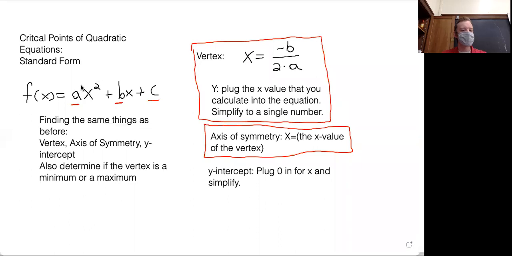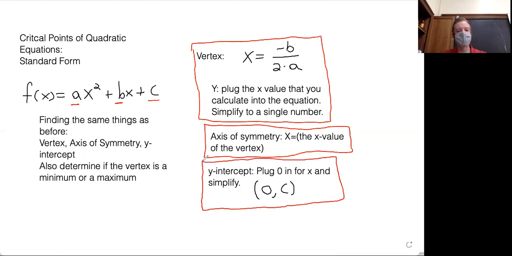But what we're actually going to find with this particular form is that if we put 0 in for this first x, then this whole first part goes to 0. If we put 0 in for this second x, this whole second part goes to 0, which means the only thing we're going to be left with is whatever we have for c. And so in this case, for standard form, our y-intercept is always going to be the point (0, c). And we'll see an example of that here in just a minute. But there's not really any calculations that we have to do for the most part for our y-intercept.